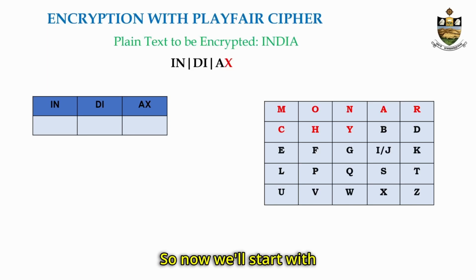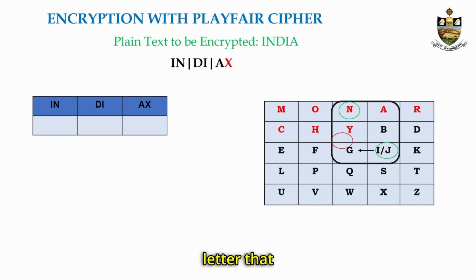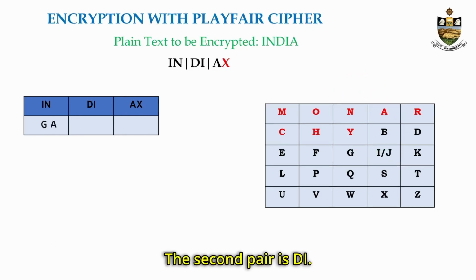So now we'll start with the encryption procedure. The first pair is IN. I is in third row, fourth column. N is in first row, third column. So the letters are neither in the same row nor in the same column. As per the third rule, we need to wrap them in a rectangle. Now, I is replaced with the opposite corner letter, that is G, and for N, the opposite corner letter is A.